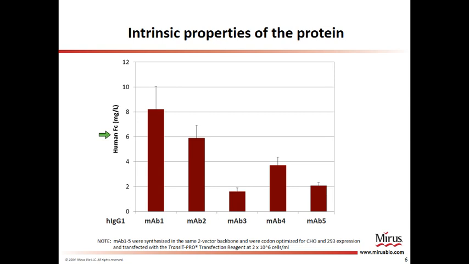So we're looking at mg per liter. And as hopefully you can see, we see varied titers depending on which of the 5 mAbs we're looking at. The most drastic difference we saw was between mAb1, which was at 8 mg per liter, and mAb3, which was at less than 2. So in this scenario, you can have up to a 4-fold difference in your protein yield, depending solely on your antibody sequence, because these are all actually human IgG molecules.